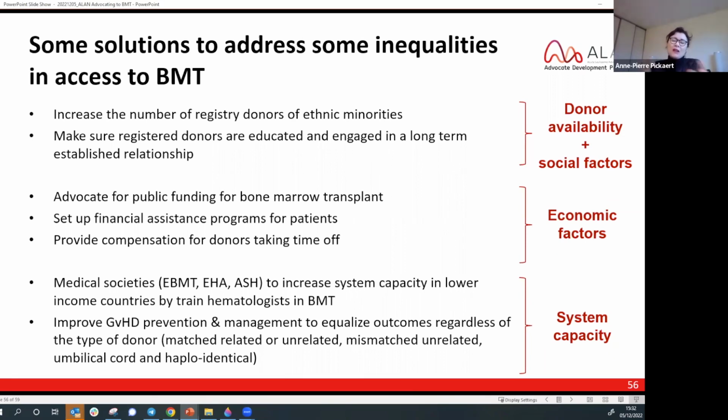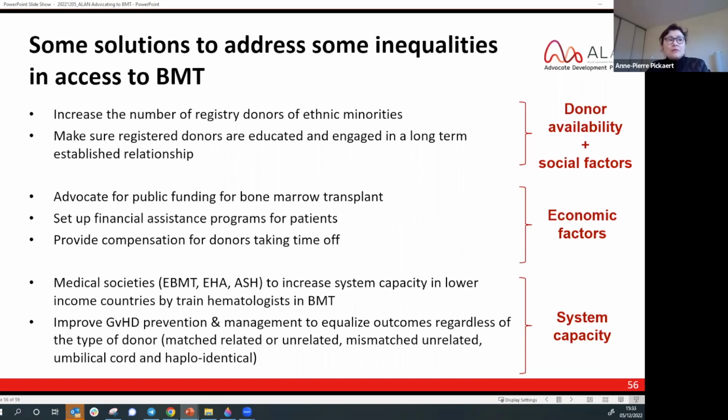And part of that training, the second bullet point in that bucket, is to really improve graft versus host disease management. Because if you have a 10 out of 10 match, or a 9 out of 10 match, or a haploidentical donor, or cord blood unit, the GVHD will be different. The graft versus host disease will be different, and the complications will be different.